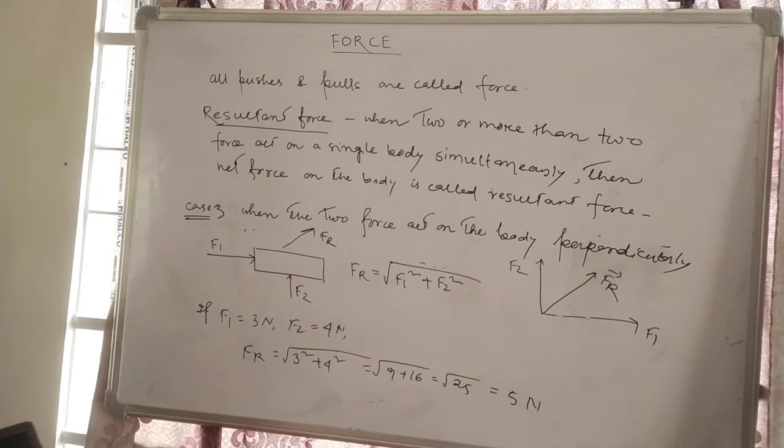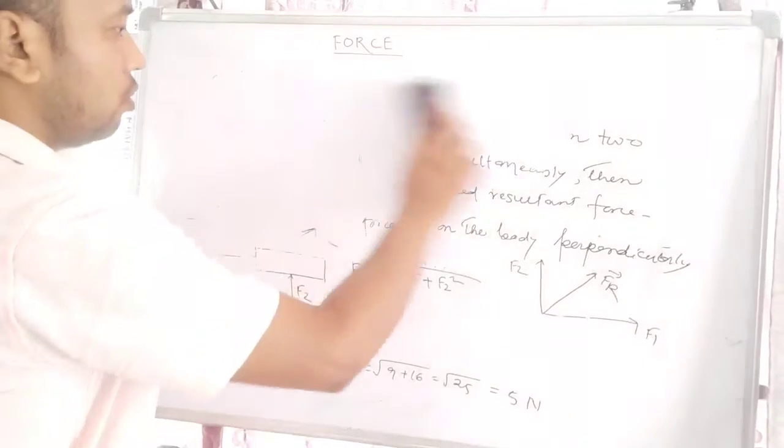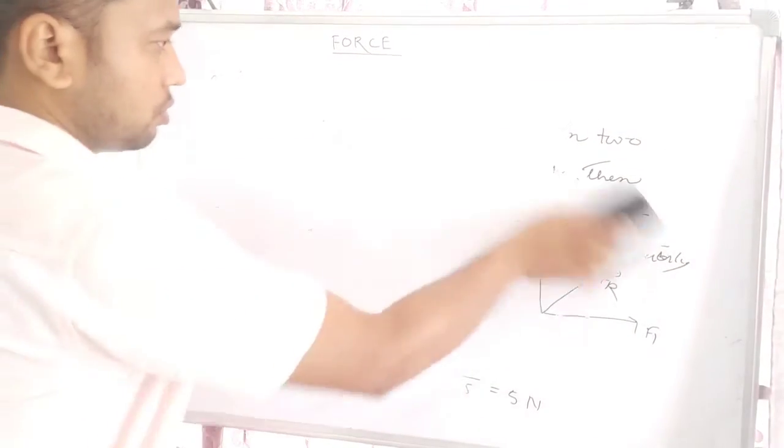So now these are the various ways how we can find the resultant force when two forces act on a body simultaneously. So now we will discuss about types of force.